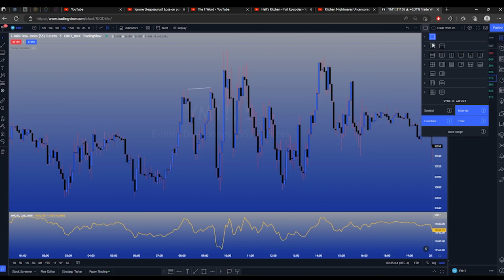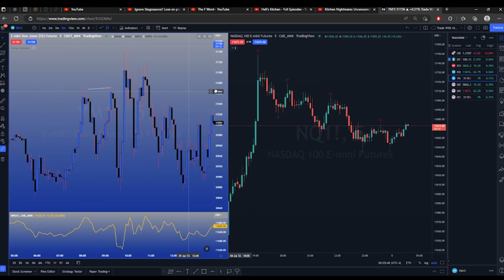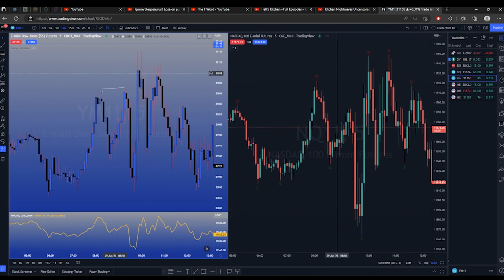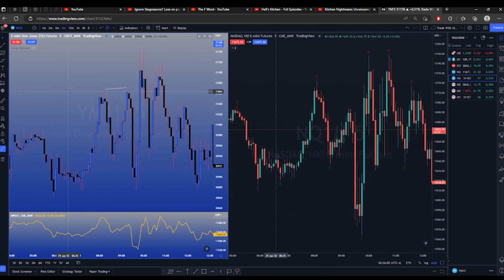I'm gonna bring up a side-by-side chart. I'm gonna put the Dow right here, and this is the Dow, this is NASDAQ. Obviously you can see it. This is the same time frame. I have them set so that they show the same time frame.